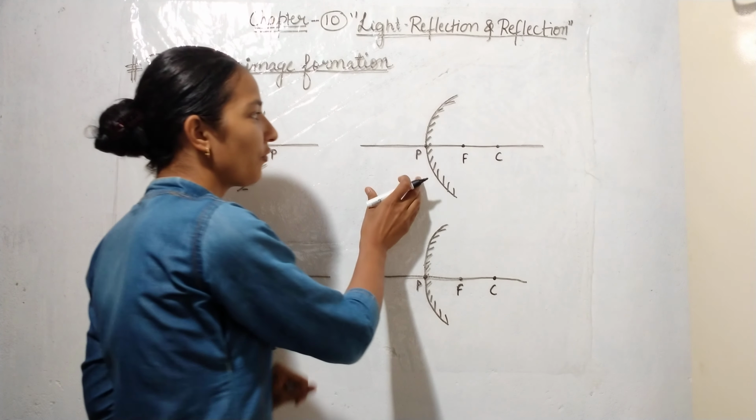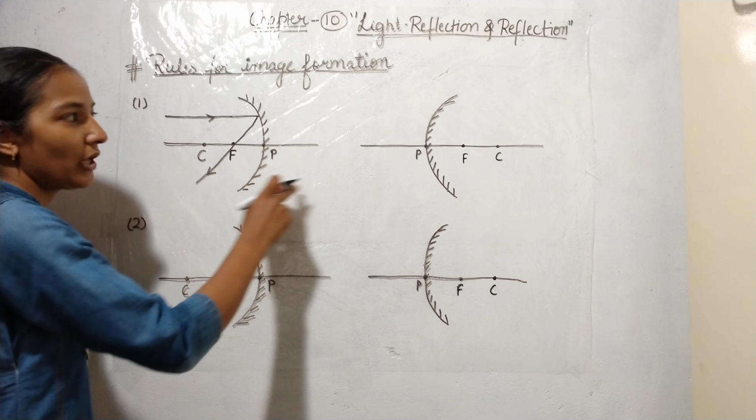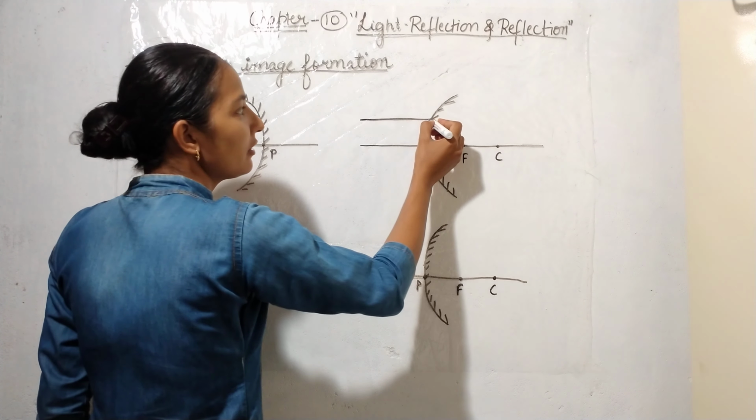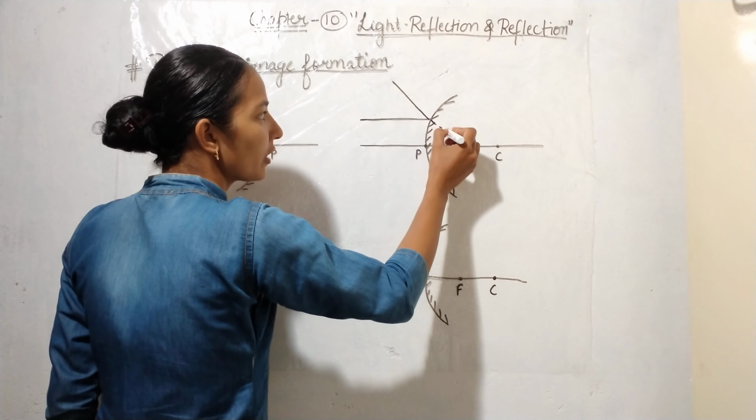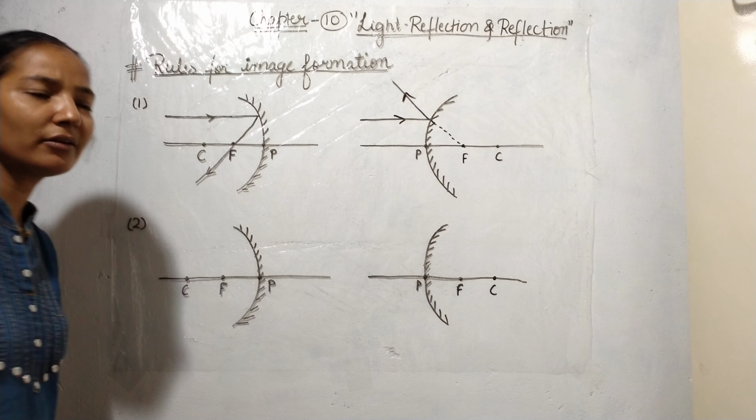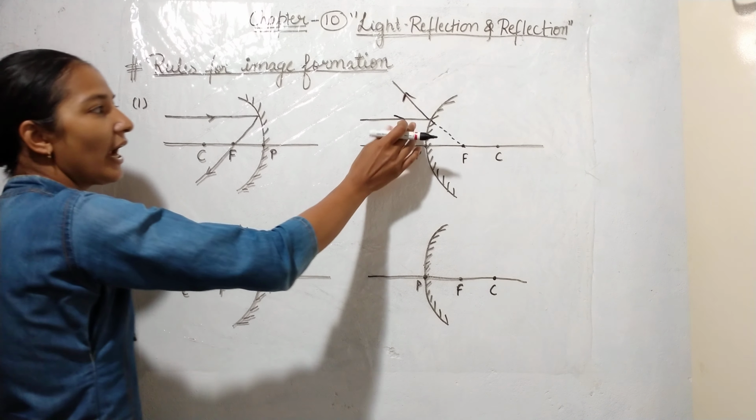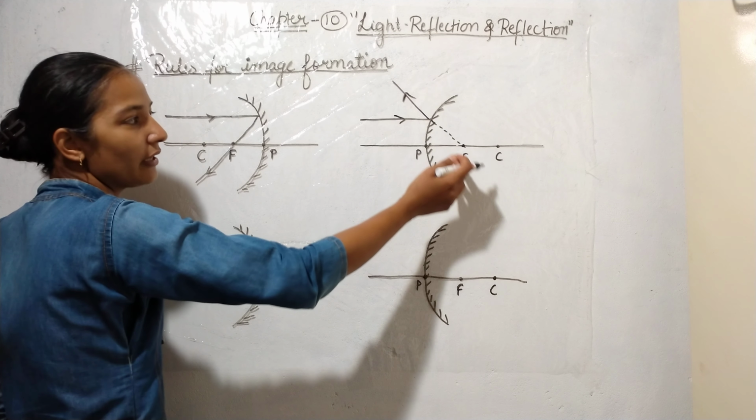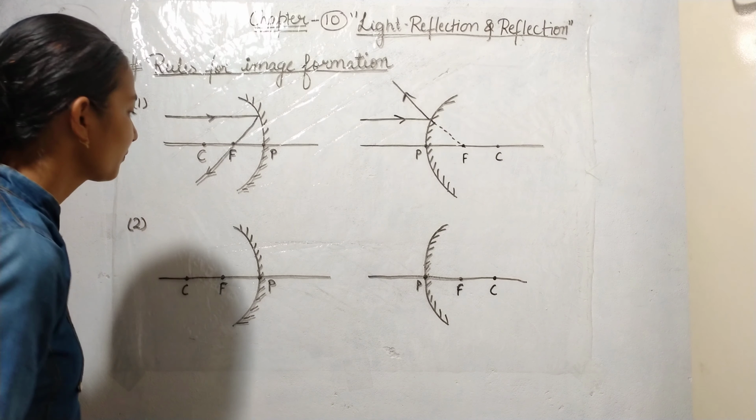Second one, in case the mirror is convex, this is concave. In case of a convex mirror, the ray appears to pass through the focus. Because the ray cannot enter inside the mirror, it gets reflected in such a way that, behind the mirror, towards the other side, it appears to pass through the focus.